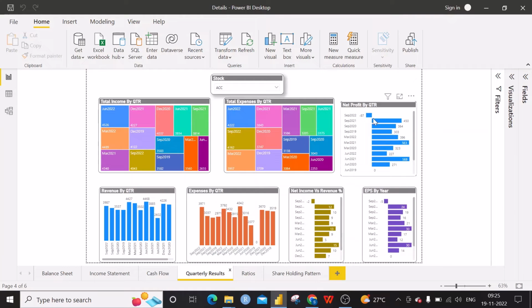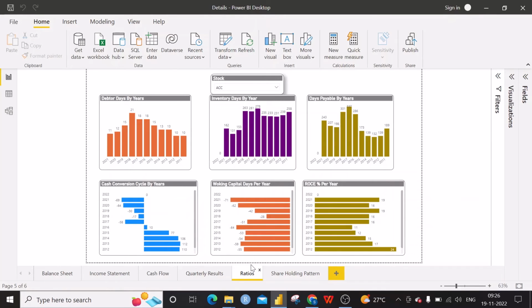The net profit becomes negative in the last quarter. The reason is the total income has been reduced, so it is minus 87 crores. The revenue by quarter is also reduced in September 2022 compared to June 2022. In June 2022 it is 4,468, but in September it is 3,987. This kind of trend is also shown in expenses and net income versus revenue. Everything is negative for the last quarter. So what we infer is that ACC is not doing well in the last quarter. They have to find out the reason for the reduced revenue and reduced net profit. The next analysis we will do is the ratios.